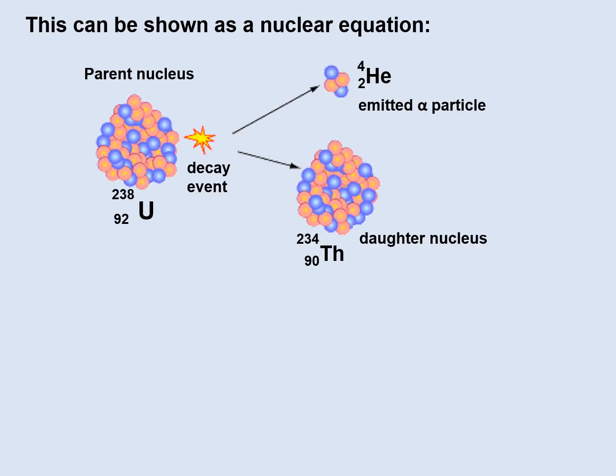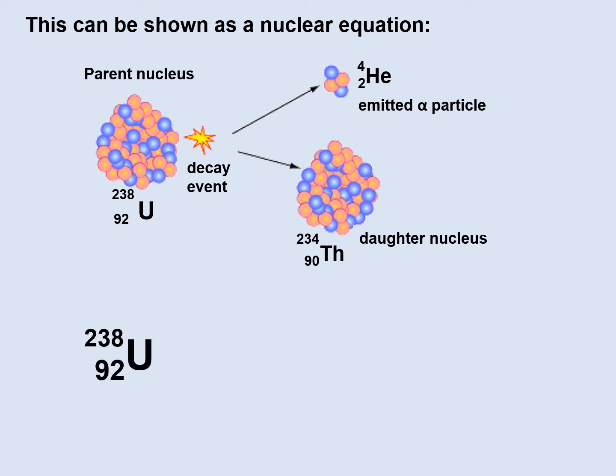So let's, as that says, link that to nuclear equations, which is what you're going to see in an exam question. They're not going to give you diagrams, or if they do, they're going to link it to a nuclear equation. So that's the diagram from the last slide. How would it look as an equation? I'll talk you through this one.